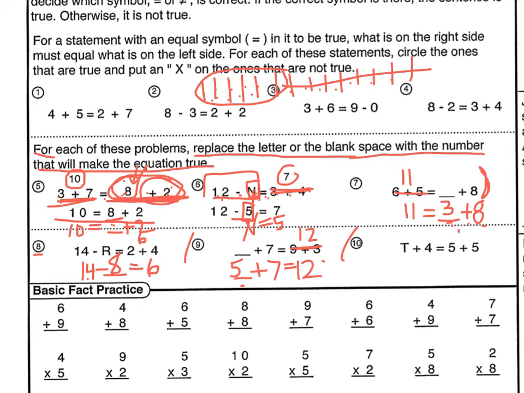The next one, 5 plus 5 is 10, so we're going to replace the 5 plus 5 with a 10, and we're going to replace the t with a blank, plus 4 equals 10. What number added to 4 makes 10? The answer to that is 6.